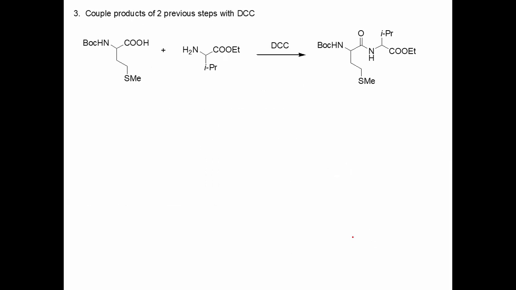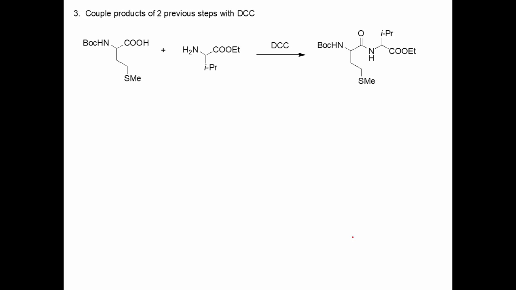And that's going to give us, again, the Boc-protected free amine group in our dipeptide and the carboxylic acid-protected ester group for the C-terminal amino acid. All right. So we just need to remove these protecting groups.